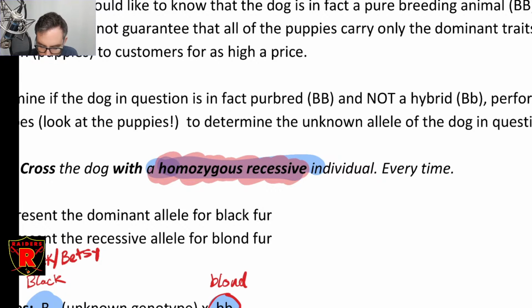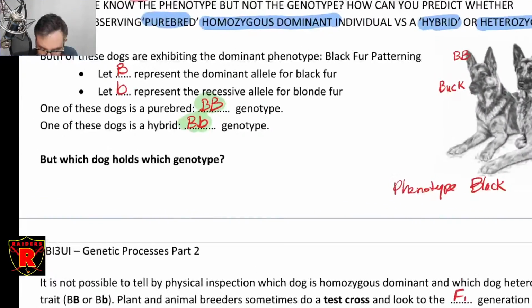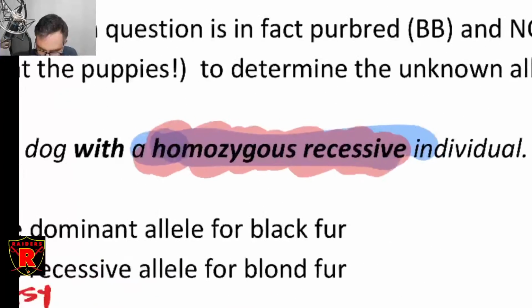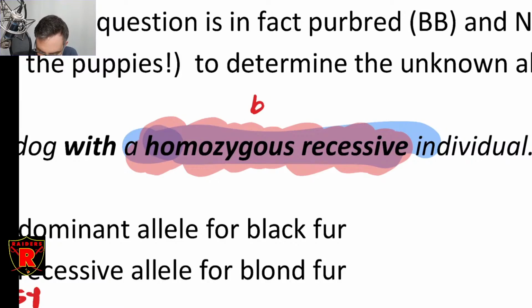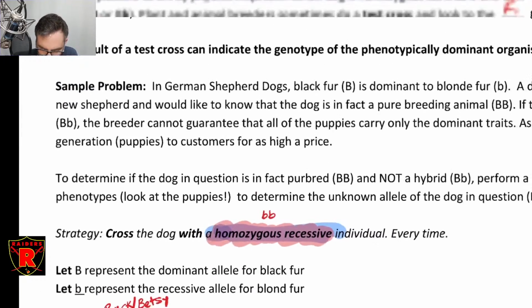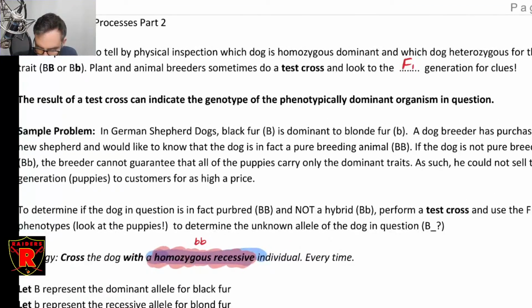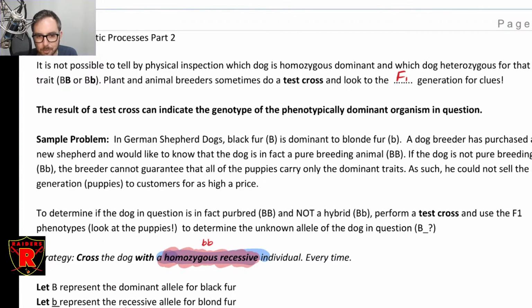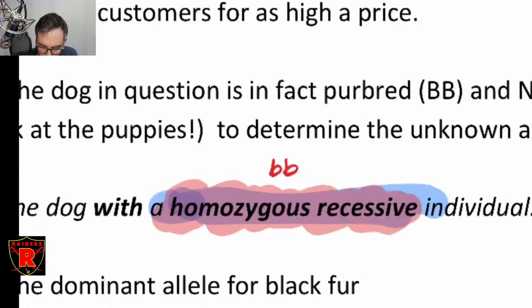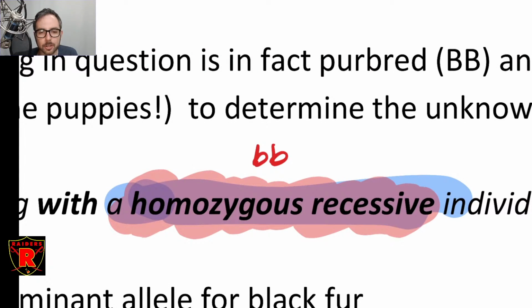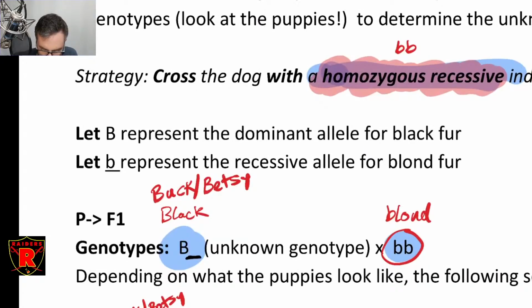Remember that homozygous recessive here would be, the recessive is little b. So homozygous recessive would be little b, little b. All that it says above here is this idea that we're breeding these dogs and we need to ensure that they're purebred in order to sell them. That's basically all that it summarizes at the top there. So in order to do that, we're going to breed each of these dogs with a dog that we know is little b, little b, and little b is going to be a blonde dog. So we breed them both with a blonde dog.